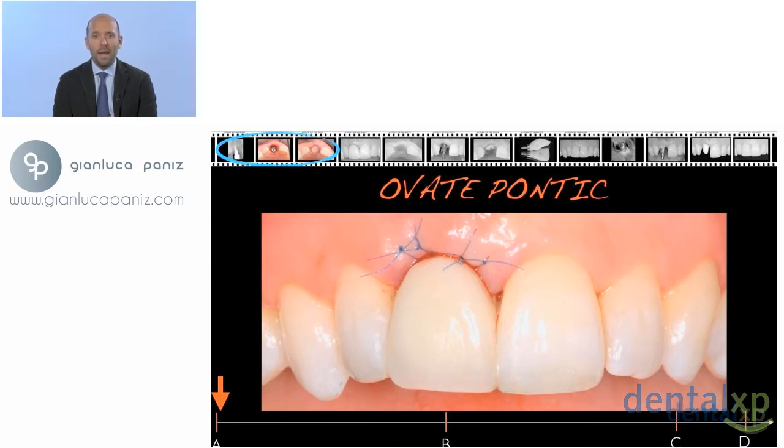in this case a temporary Maryland bridge. It means a fixed provisional restoration. We need to have a fixed provisional restoration in these cases because that's the only way we can really manage the soft tissue and take advantage of the swelling of the tissue right after the surgery and in the first 3-4 days after the surgery, in order to achieve a proper aesthetic and also a proper comfort for the patient during the first 2-3 months of treatment.